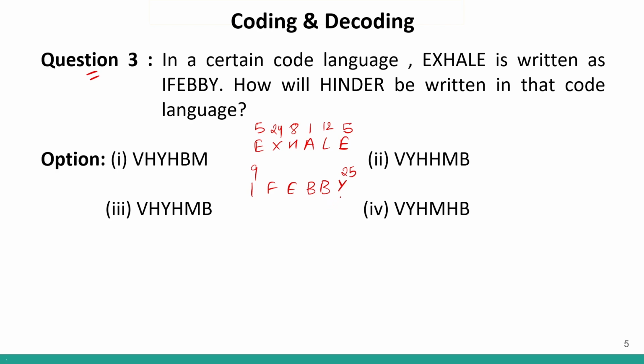Y is 25. F is 6. E is 5. B is how much? 2 and 2. Can I make out a sequence? No. I cannot find the difference because this is plus 4, this is minus 3. So I can't really make out the pattern. Let us do it another way. If I write it in the reverse order, E, L, A, H, X, E, and the code is I, F, E, B, B, Y. So basically I have written it in reverse order.